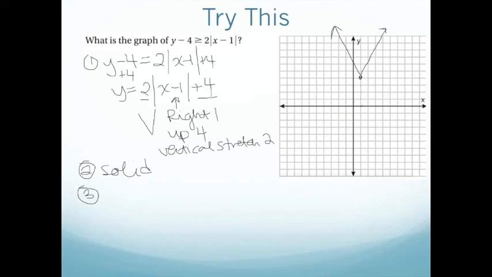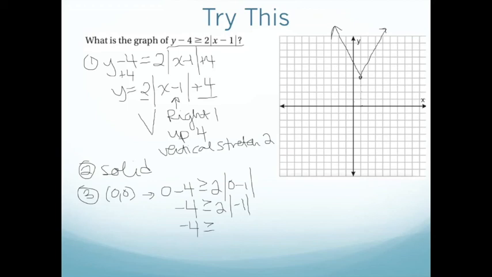So 0, 0, and we're always going to substitute that into the original equation or inequality. So 0 minus 4 is greater than or equal to 2 times the absolute value of 0 minus 1. Negative 4 is greater than or equal to 2 times the absolute value of negative 1, which is 1. Negative 4 is greater than or equal to 2 times 1. Negative 4 is greater than or equal to 2.